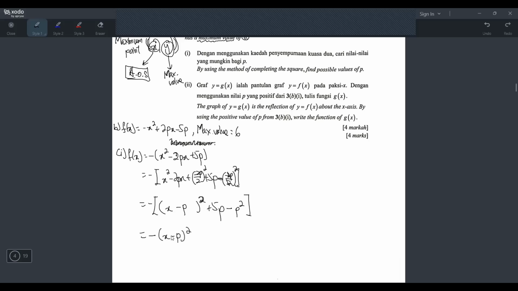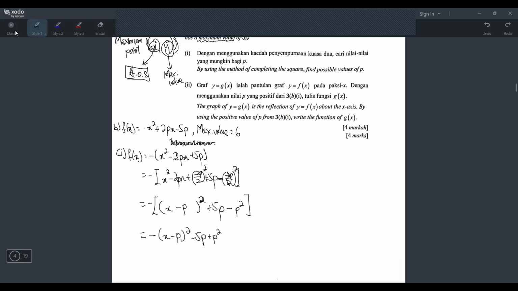You cannot go inside, right? So you just have to write outside like this. Then what about the 5p minus p square? This one, when you times the negative, it will change sign. So the plus 5p becomes minus 5p, the minus p square becomes plus p square like this, right? And this is what we call the vertex form.